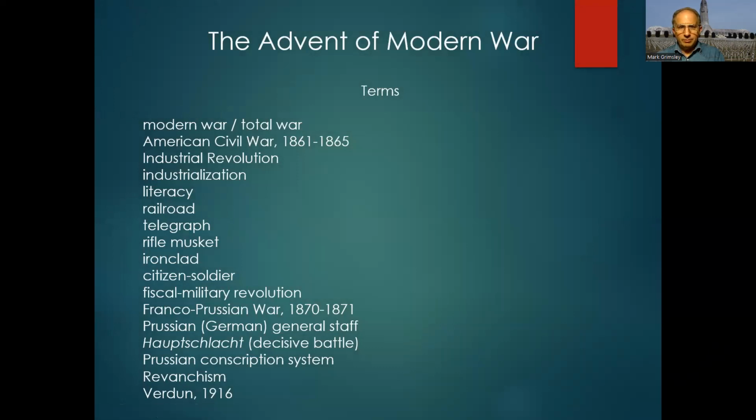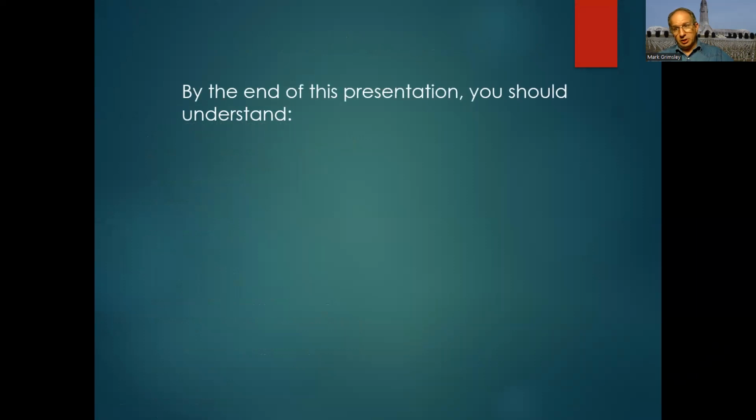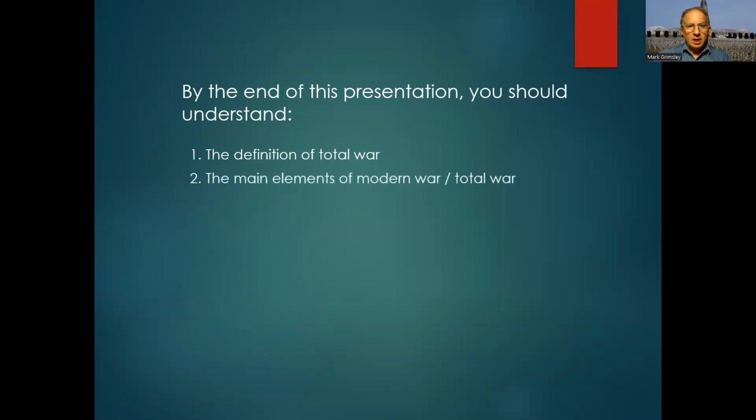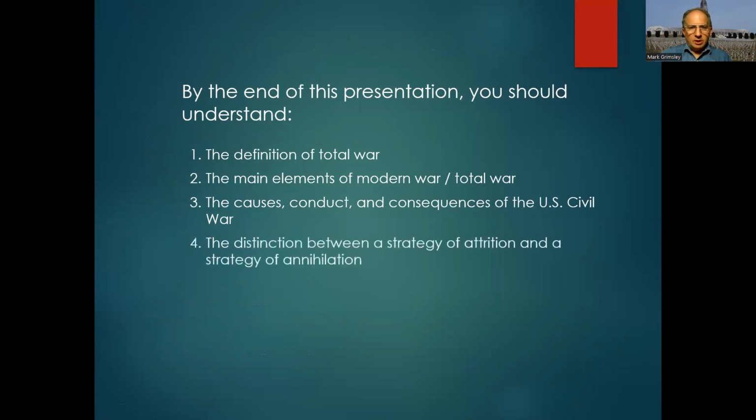Here are the terms. By the end of this presentation, you should understand first the definition of total war, and that's probably the single most important thing to get out of this lecture. Next, the main elements of modern war and total war; the two things kind of elide into one another. Third, the causes, conduct, and consequences of the U.S. Civil War, which we're going to look at as one example of modern war. Then the distinction between a strategy of attrition and a strategy of annihilation.